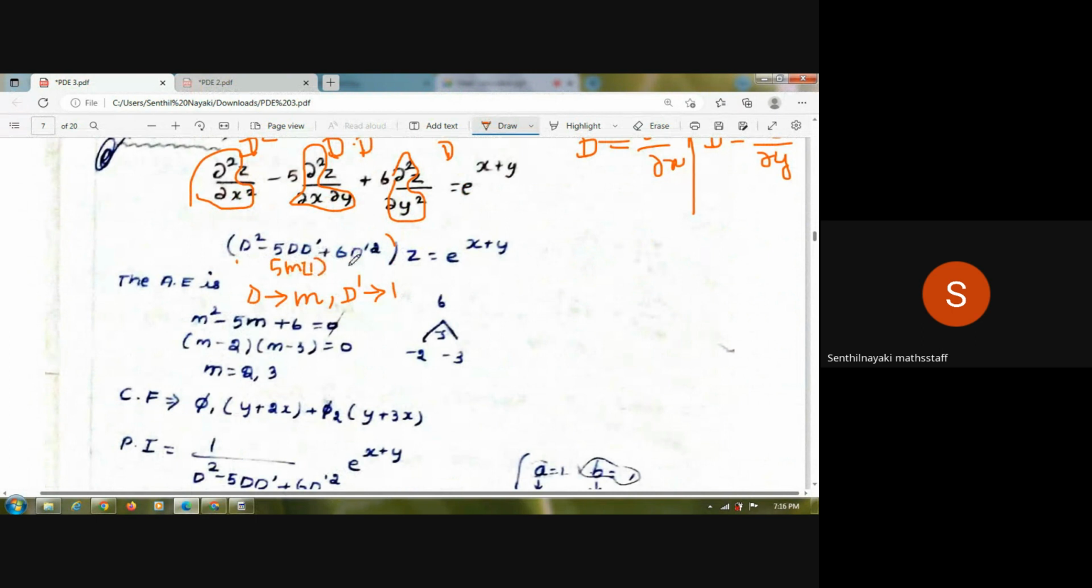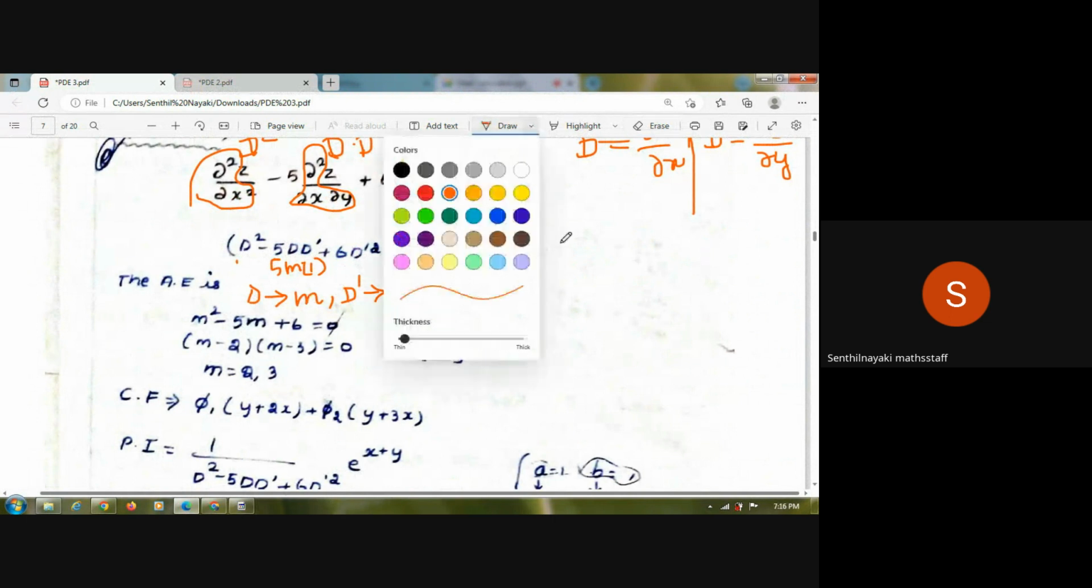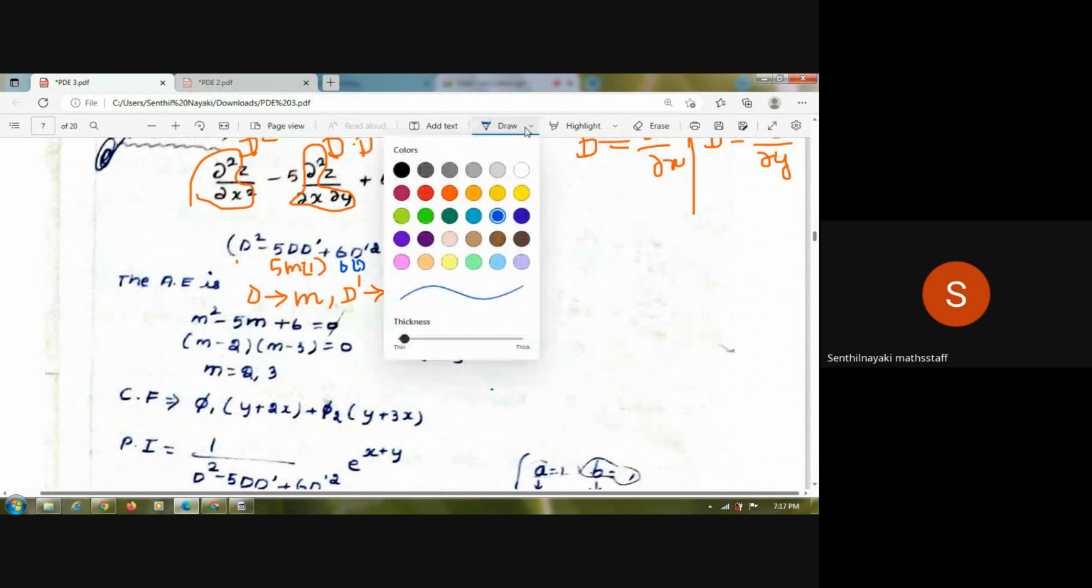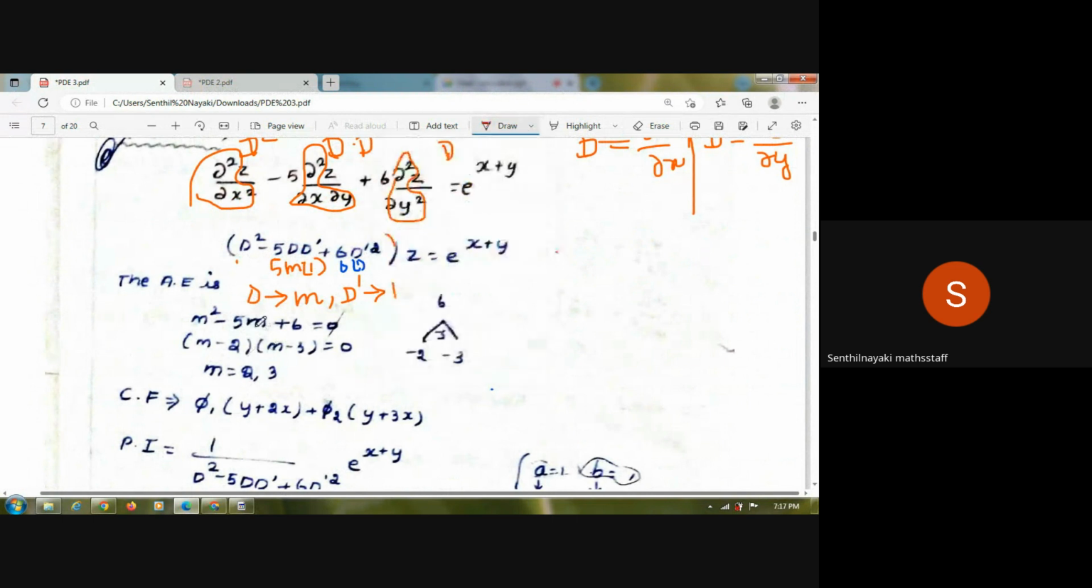Plus 6 into d dash square. We have to write 6 into 1 square. 1 square is 1. So 6 into 1 square is 6. So the auxiliary equation is m square minus 5m plus 6 equal to 0.